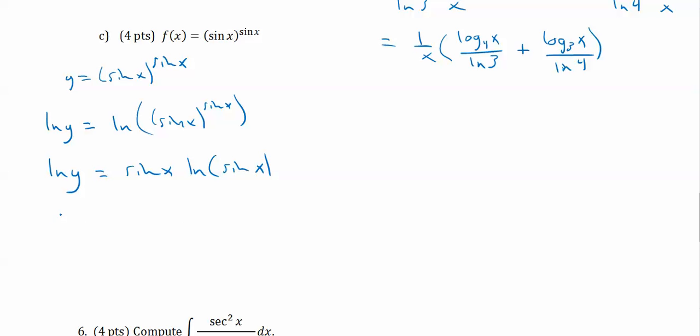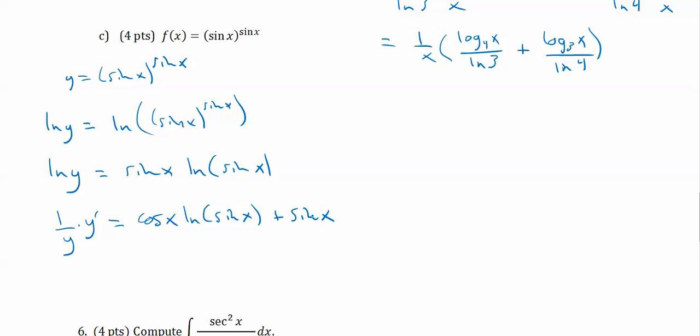On the left side, we need to do implicit differentiation. The derivative of natural log is 1 over y times the derivative of the inside, which is y prime. And on the right, how much of a mess is this going to be? Let's see. It's a product, so we need to do product rule. So it would be cosine of x times ln sine of x plus sine of x times the derivative of ln sine of x.